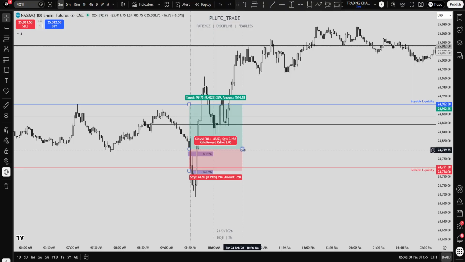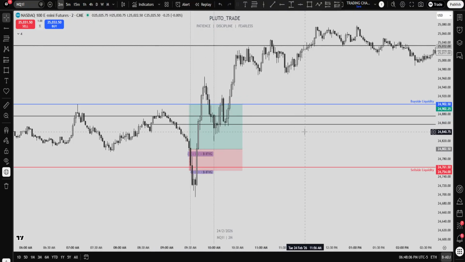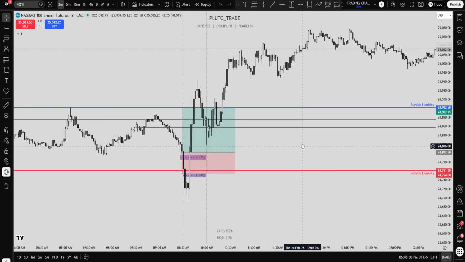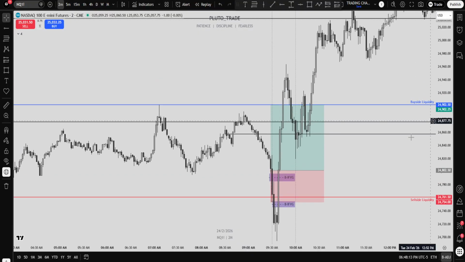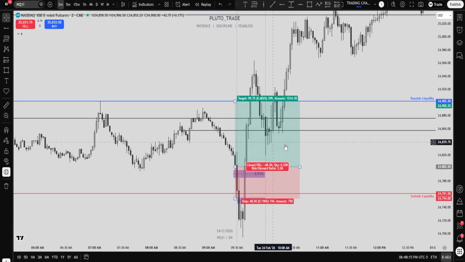It doesn't happen every day, but you can find this setup at least 3 to 4 times a week. You don't have to try and trade exact fair value gaps like these all the time. No, you can still use that.